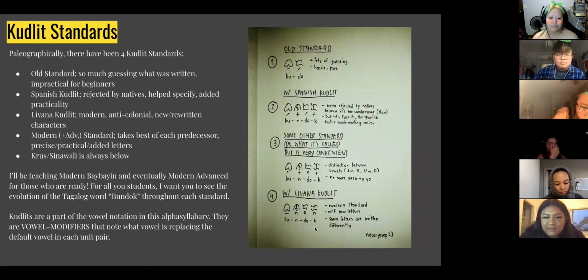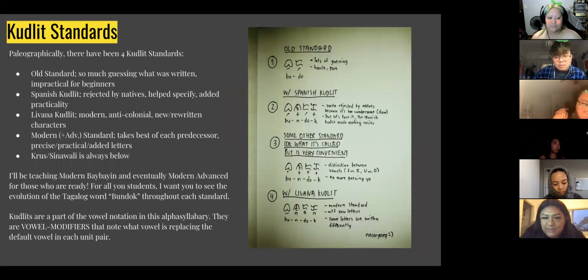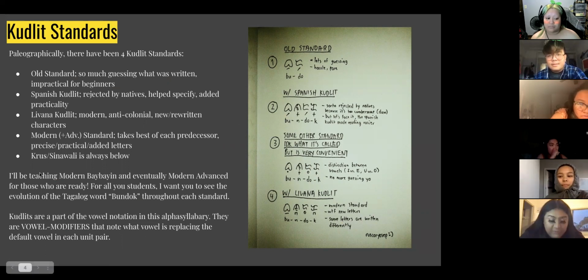You can see here with the other kudlits that I showed you just a second ago, you won't see the one within the Livana kudlit system. And then afterwards, as I said, the modern advanced standard. It takes the best of each predecessor. It's more precise, a bit more practical, and there are more added letters, so it can be used a bit more universally within any Filipino language. Oh my God.